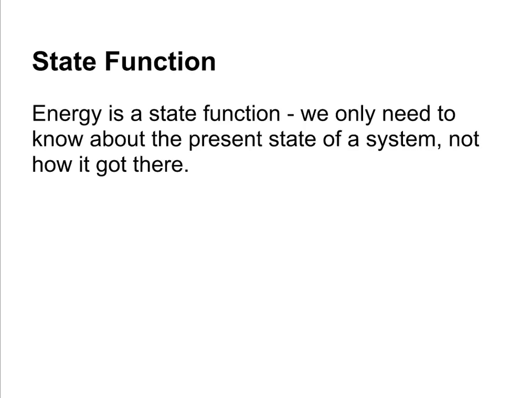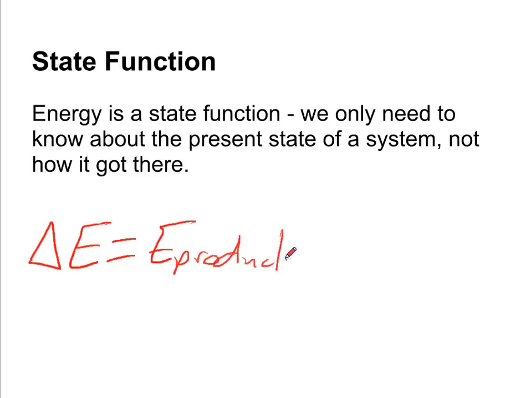We can use a general form of an equation, delta E. Anytime you see delta, that means change. So a change in energy can be calculated by subtracting the energy of the reactants from the energy of the products. Since energy is a state function, we don't have to worry about how the energy changed between the reactants and products. We just have to know what the values are for the reactants and products to determine our delta E, our change in energy.